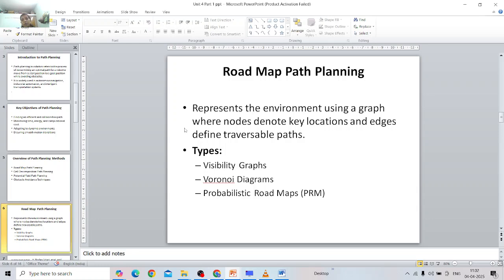In roadmap path planning, the environment is represented using a graph where nodes denote key locations and edges define traversable paths. The various types of representations are visibility graphs, Voronoi diagrams, and probabilistic road maps.